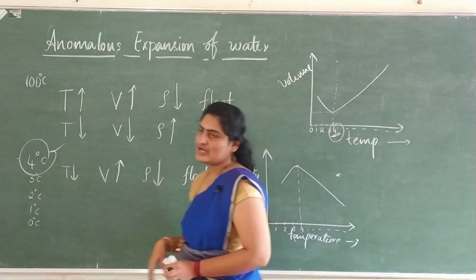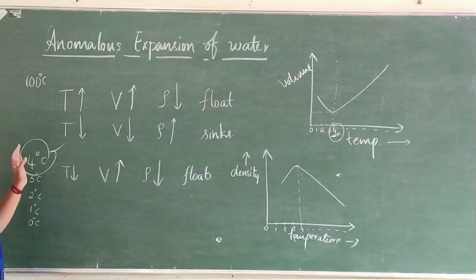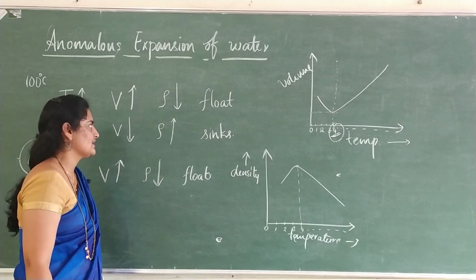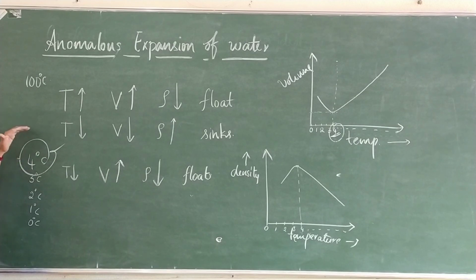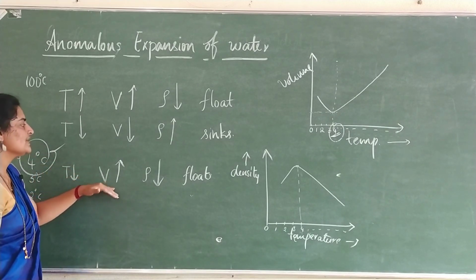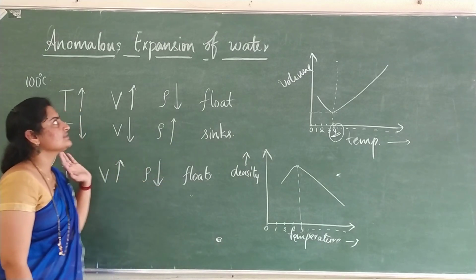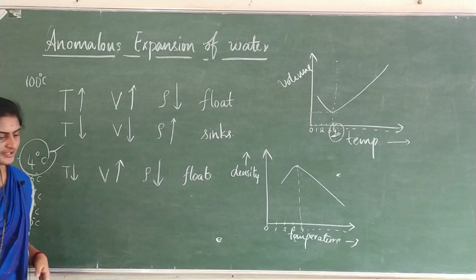So anomalous expansion of water means what? Actually, if temperature decreases, volume has to decrease, density has to increase. But when water is cooled below 4 degrees Celsius, you have to mention this value compulsorily. If water is cooled below 4 degrees Celsius, what happens? Volume increases, it expands, and its density decreases. This behavior is called anomalous expansion of water.